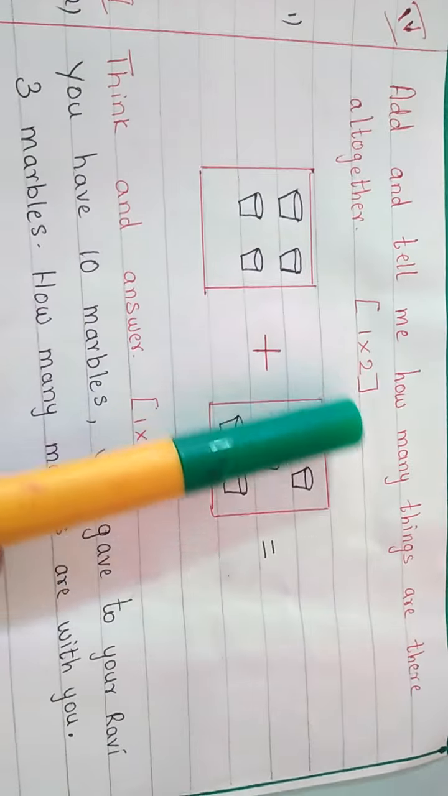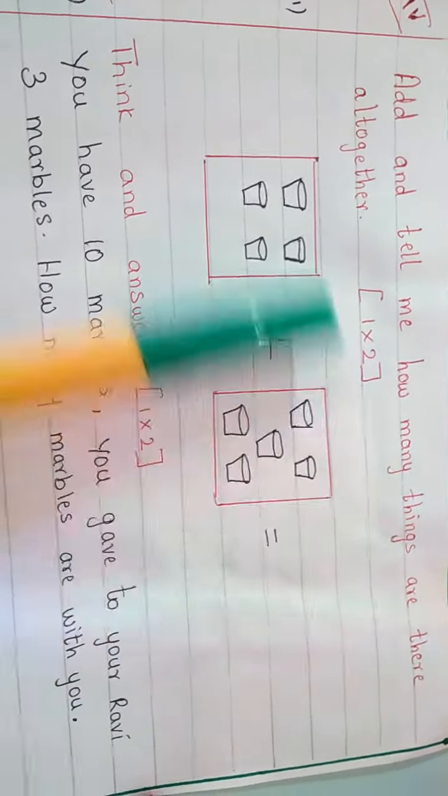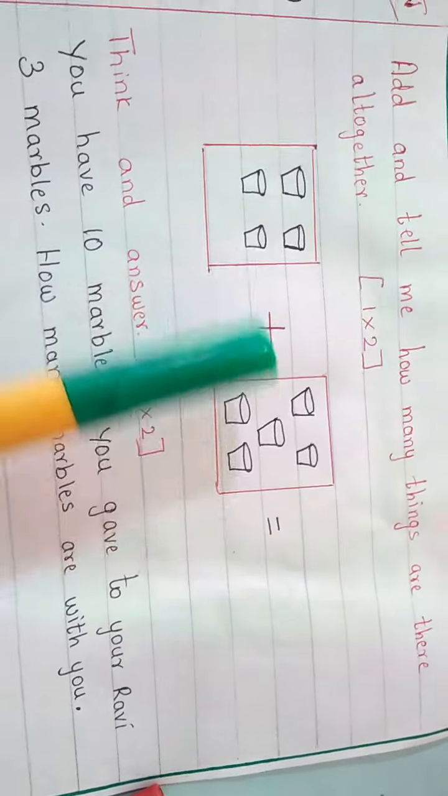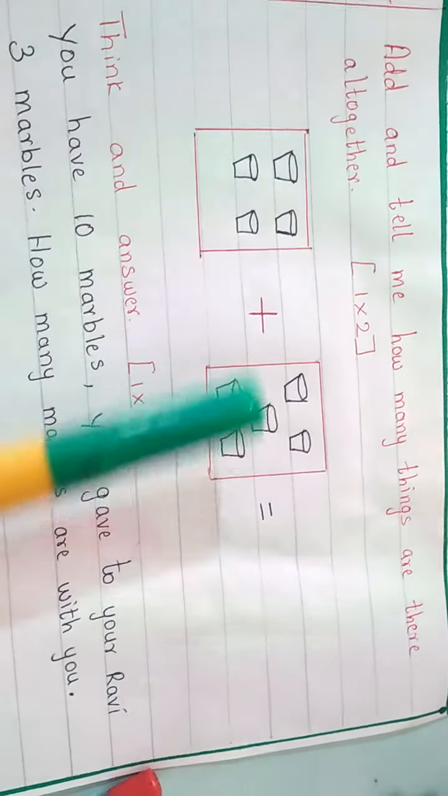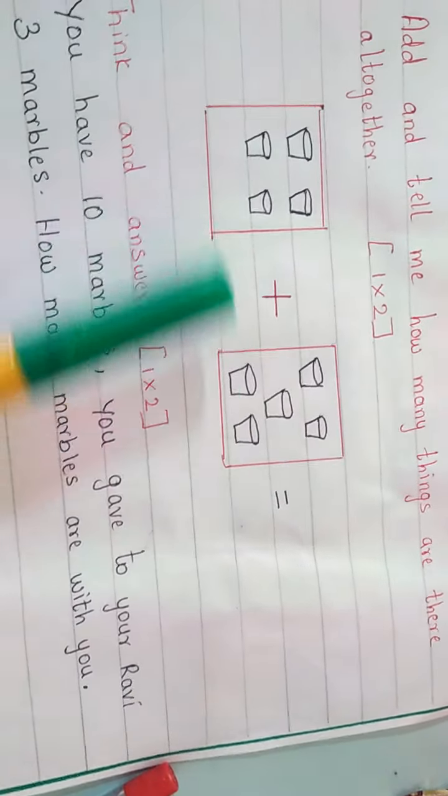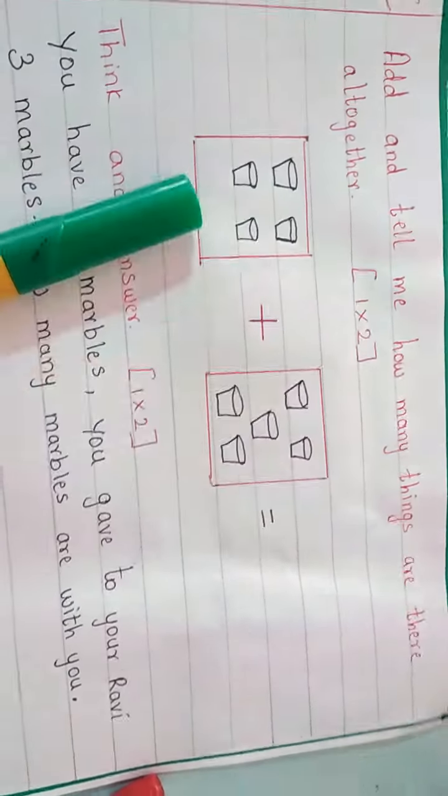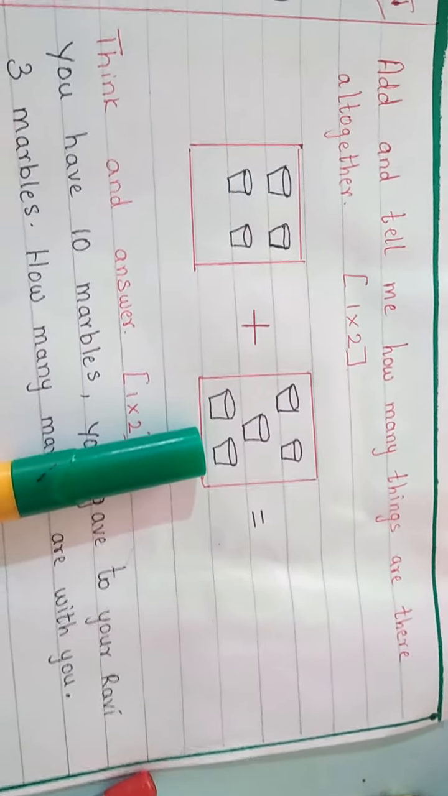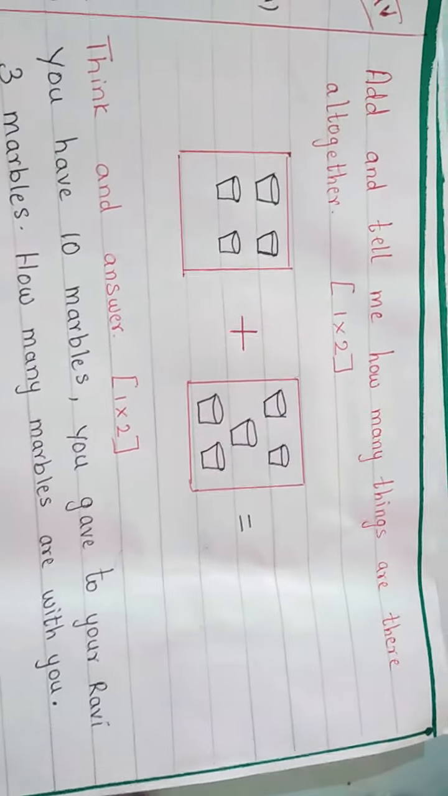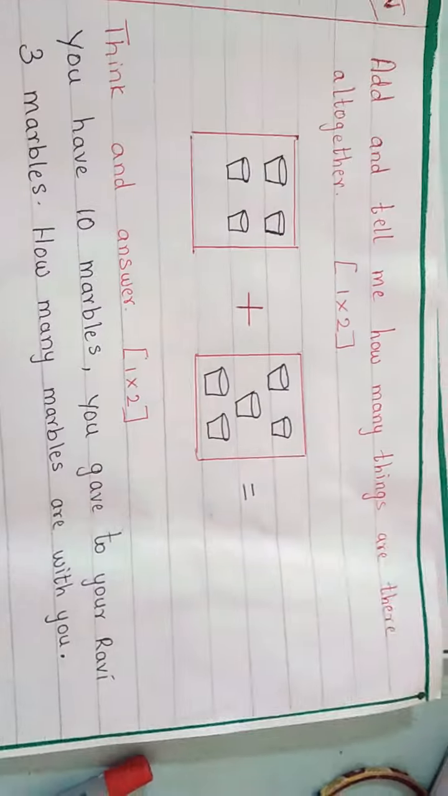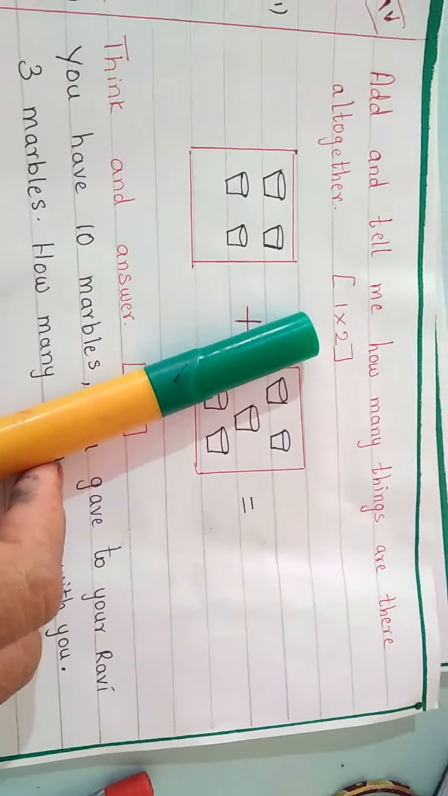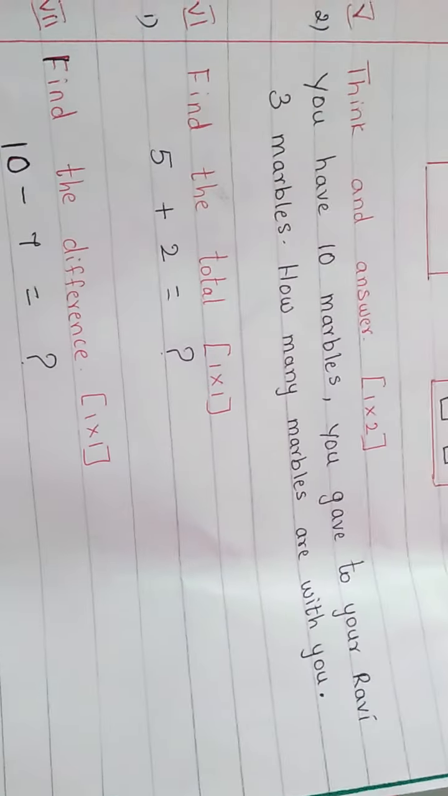Add and tell me how many things are there altogether. So we can find 2 separate trays, and one tray contains 4 glasses and the other tray contains 5 glasses. The child is supposed to count and say the total number of glasses in the trays. So it's given 2 marks. So this question carries 2 marks. Moving to the next one.